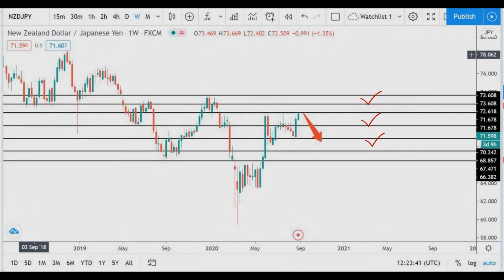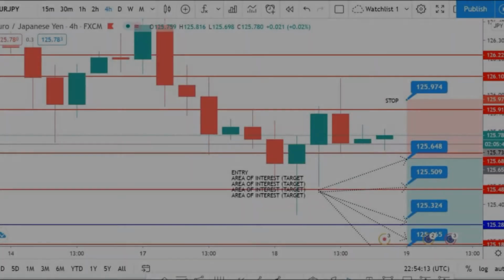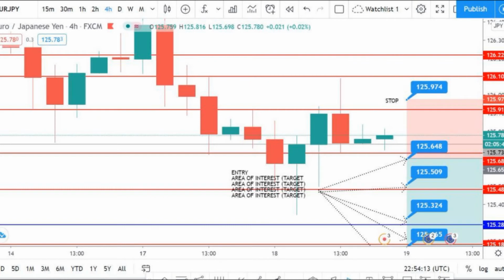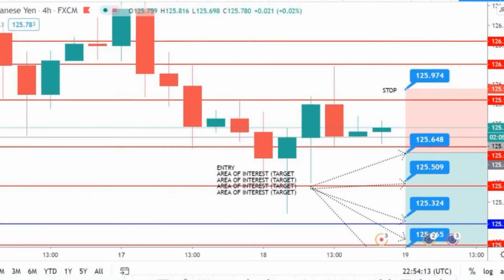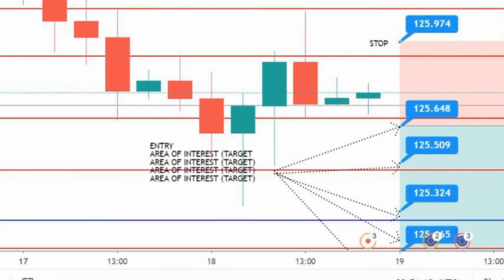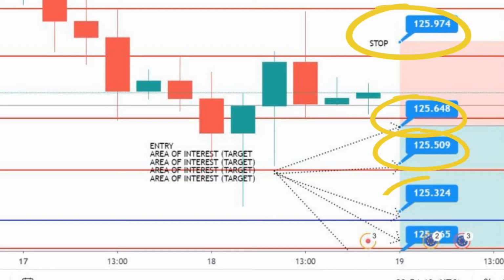Once you've done the groundwork on the potential setup, a post with clearer entry zones, stops and targets will be posted. It will look something like this. So as you can see, the post is very detailed. You have the entry point, stop loss, target 1, target 2 and target 3. Sometimes we get up to target 6 or 10.